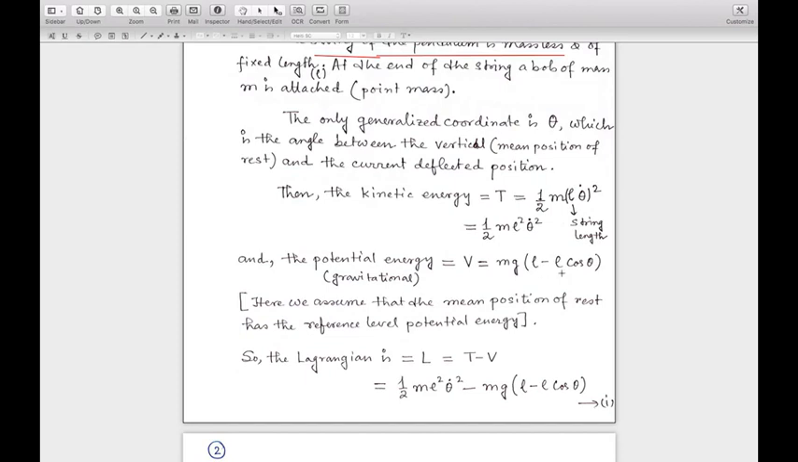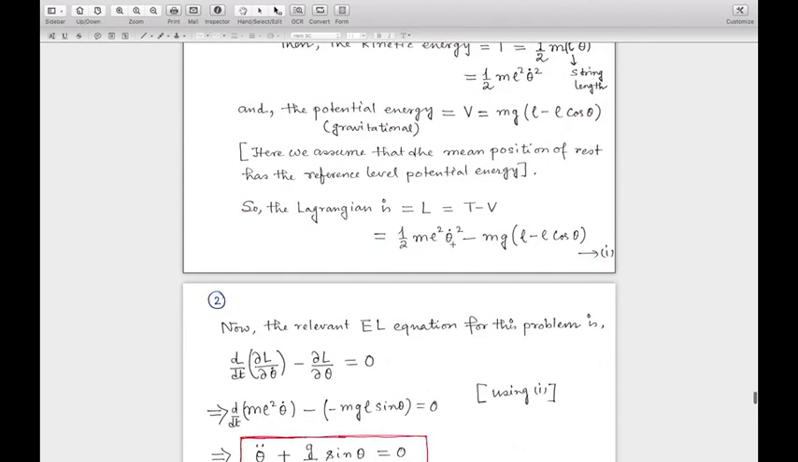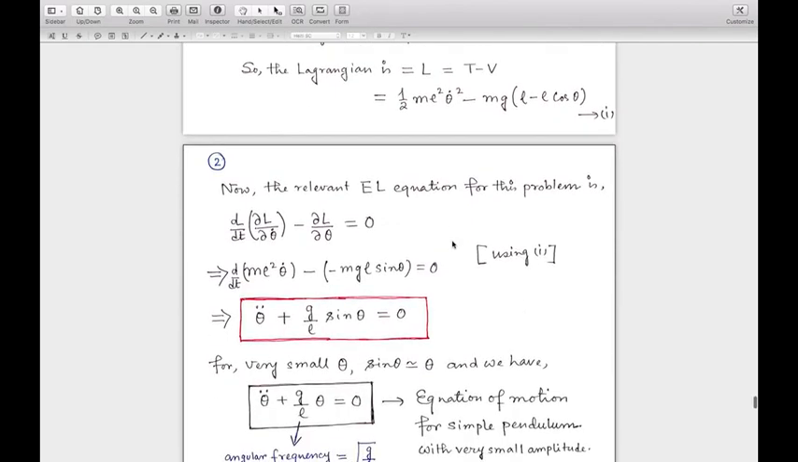You can simply think of the figure which you have drawn many times before, or you can also draw a figure to cross check. So the Lagrangian is half m L square theta dot square minus mg (L minus L cos theta). You see that the system consists of both theta and theta dot. This is a one-dimensional problem because we have only one couple of generalized coordinate and generalized velocity.